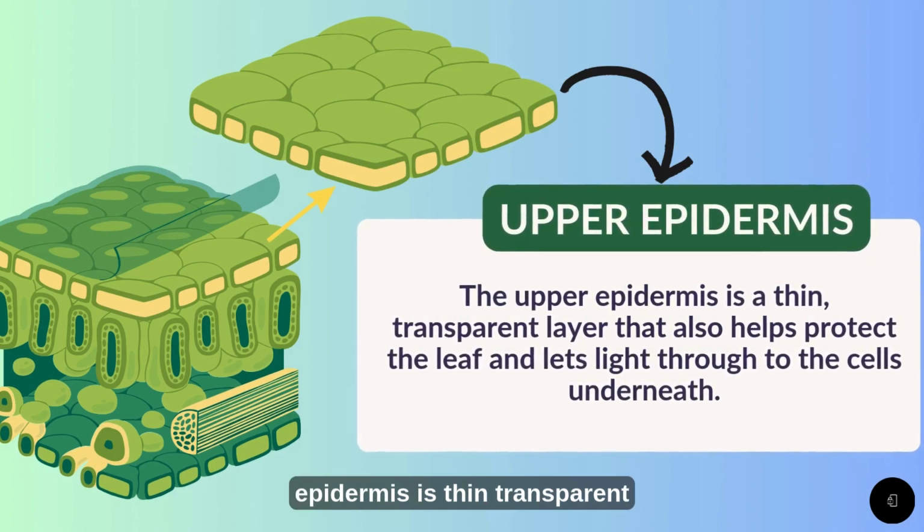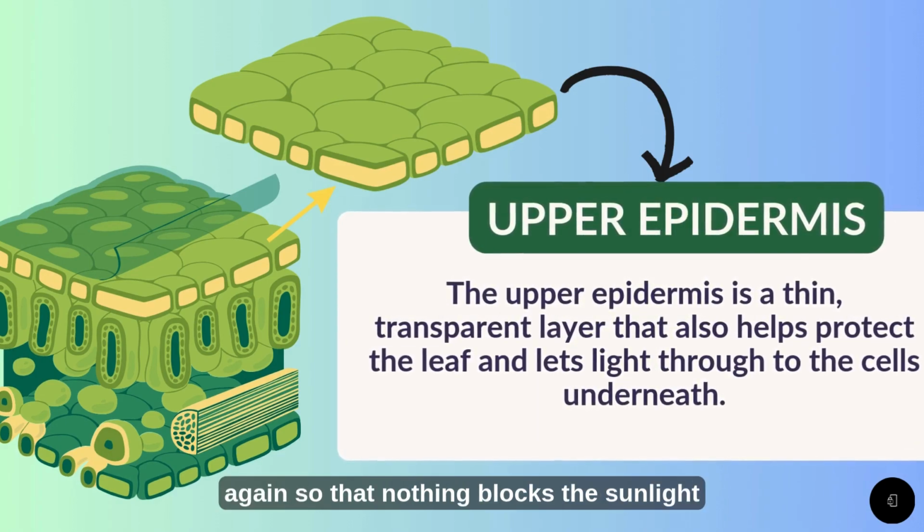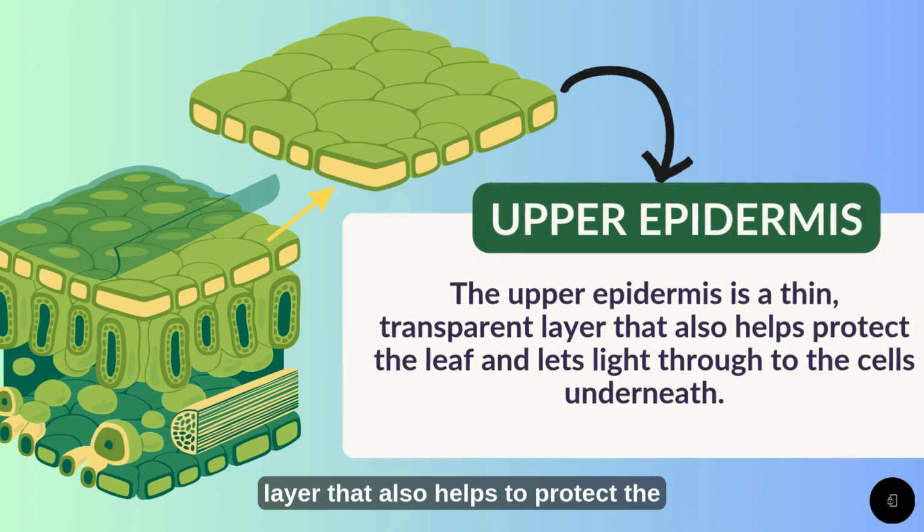There's the upper epidermis. It's thin and transparent again, so that nothing blocks the sunlight. This layer also helps to protect the leaf and lets light through to the cells underneath.